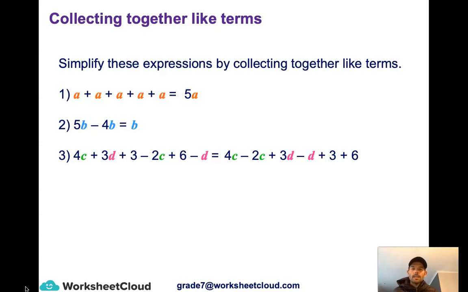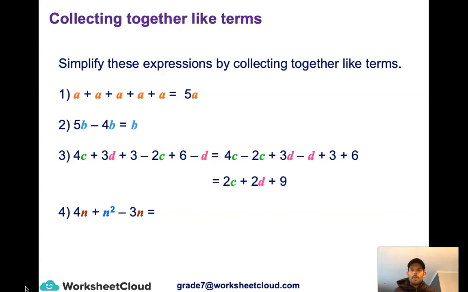Okay, there's a minus sign in front of just d. You must make sure that if you rearrange that the minus sign stays in front of d. Okay, and now it's just a case of saying 4c minus 2c is 2c, 3d minus d is 2d, and then 3 plus 6 is 9.